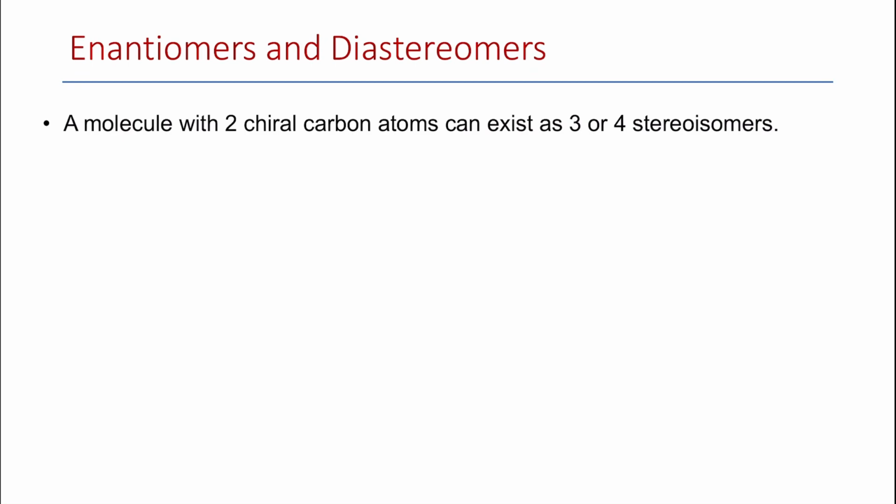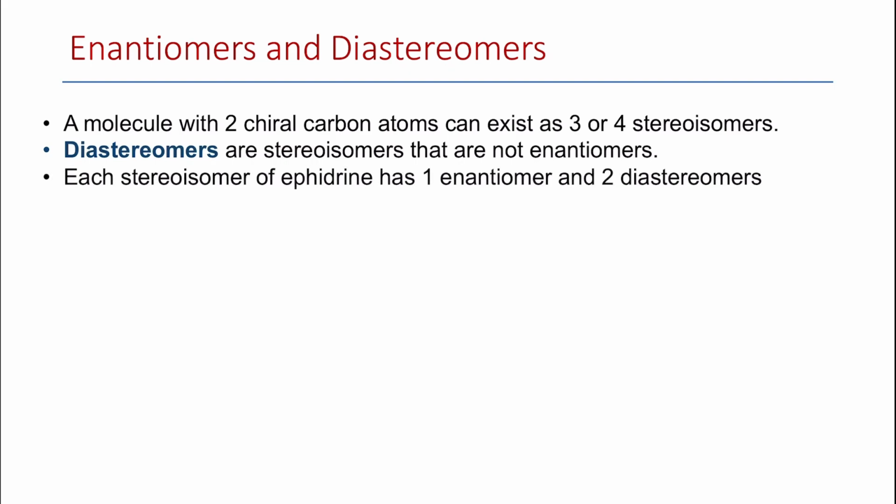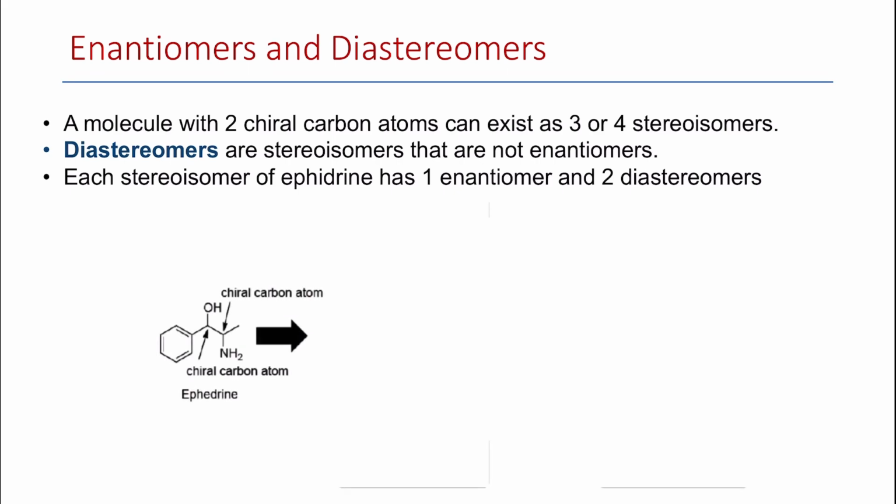When a molecule has two chiral carbon atoms, they can exist as three or four different stereoisomers. Some of the stereoisomers are not enantiomers. So not all of these will be enantiomers. We will have the diastereomers and we will have enantiomers. So let's have a look at this as an example.